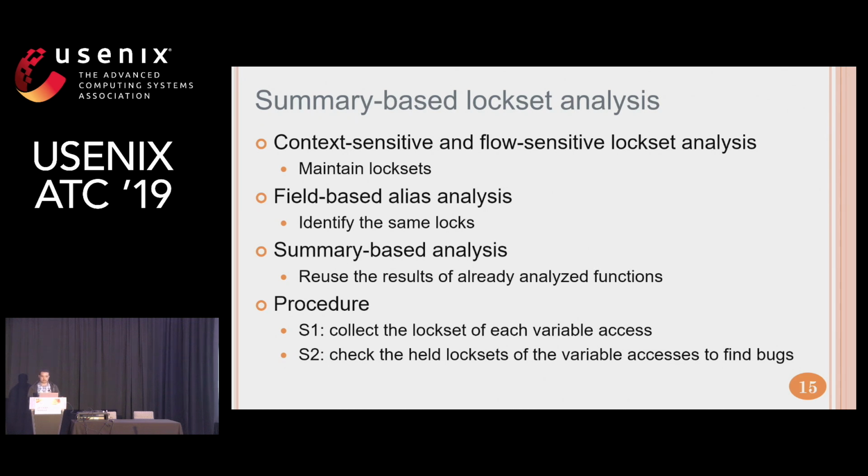With these function pairs, we perform a summary-based lockset analysis. It uses a context-sensitive and flow-sensitive analysis to maintain a lockset for each variable access. It performs a field-based alias analysis to identify the same locks. It performs a summary-based analysis to reuse the results of already analyzed functions. Specifically, this analysis has 2 steps.